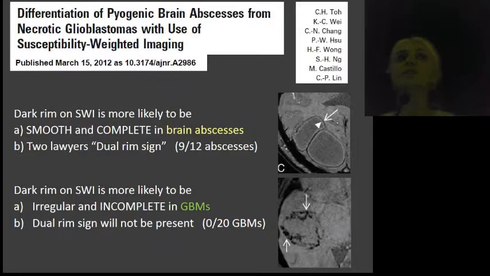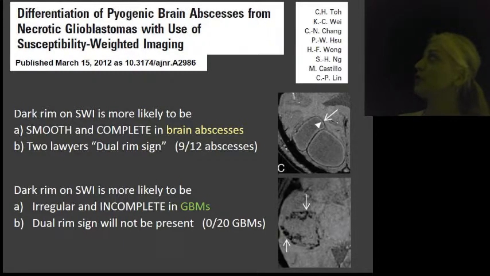Let us move to SWI. Professor Parizel just showed you how to use SWI for traumatic lesions. One can actually use SWI also for infectious lesions. And why is that so? This paper came out in 2012, already a few years ago, when they tried to differentiate pyogenic brain abscesses from necrotic glioblastoma by using SWI.